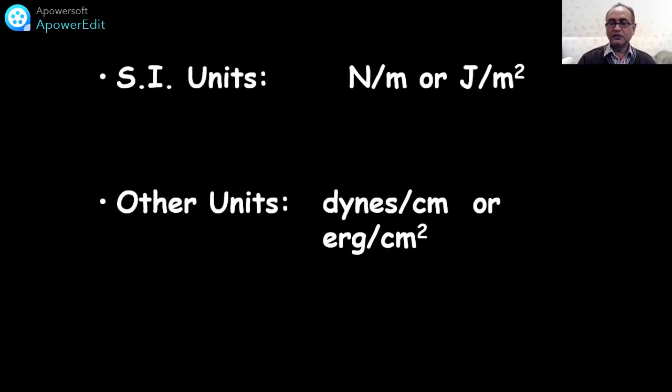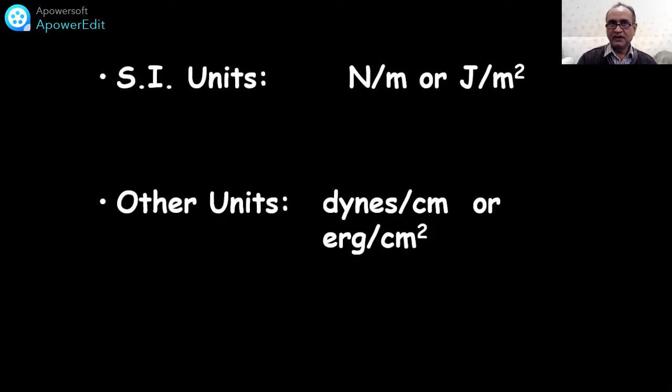SI unit is Newton per meter. What is the definition? Force per length. So what is the unit of force? Newton. What is the unit of length? Meter. So Newton per meter. Or in terms of energy, joules per meter square. What are the other units? If you take force in dynes and length in centimeter, then dynes per centimeter. Similarly, the unit of energy in the CGS system is erg, so it's written erg per centimeter square.